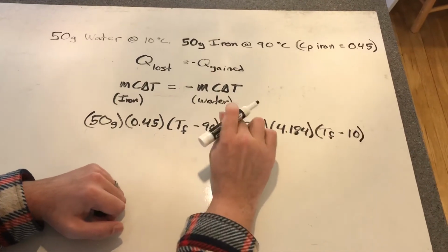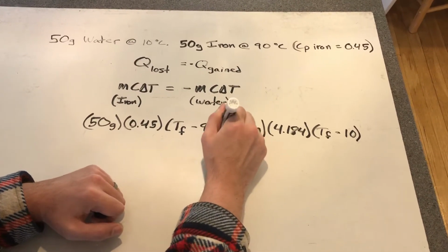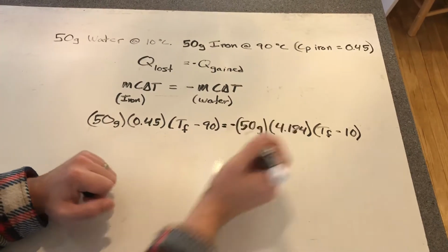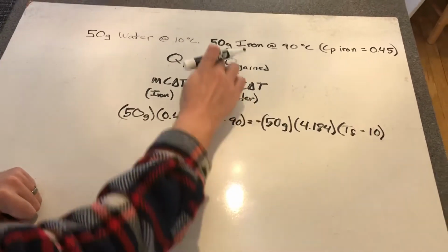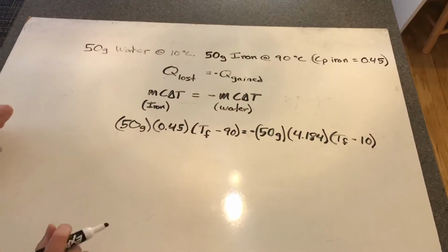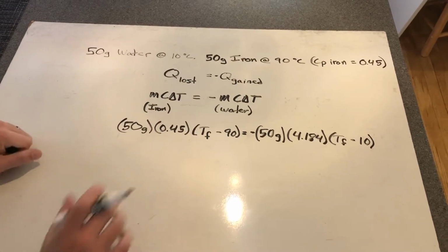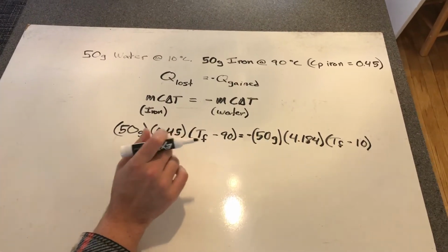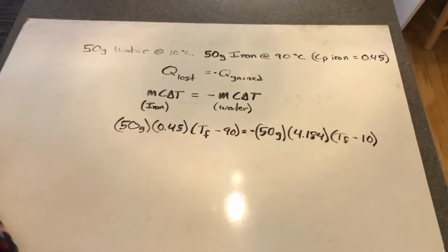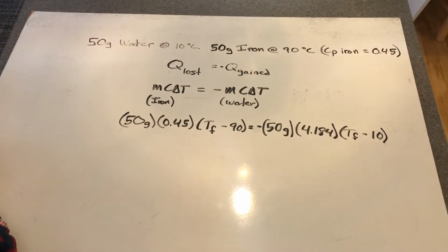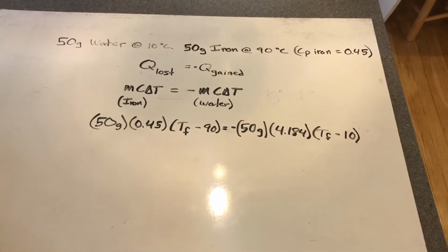And I forgot to put the negative in here, which is really important. If you don't put the negative in here, you will get the wrong answer. So please don't forget the negative, right? Carry it through from here to here to here. And now it's plug and chug time. We're going to try and simplify both sides of the equal sign and then solve for TF. And this is where all the algebra comes in. That is somewhat annoying.